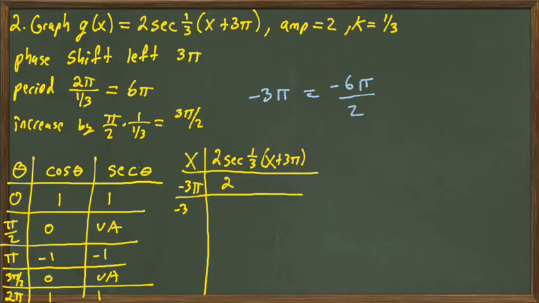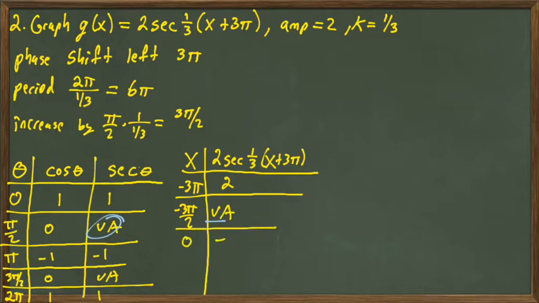For the sake of the arithmetic, negative 6 pi over 2, and then if we add 3 pi over 2, that's going to give us negative 3 pi over 2. That's going to be a vertical asymptote. Add another 3 pi over 2, and we get 0 as the x, and then take your y value and multiply it by 2, so we get negative 2. Add 3 pi over 2, and we get 3 pi over 2, and that's going to be a vertical asymptote. Finally add one more 3 pi over 2, and that's 6 pi over 2, or 3 pi. Multiply that y value by 2, and we get 2 there.